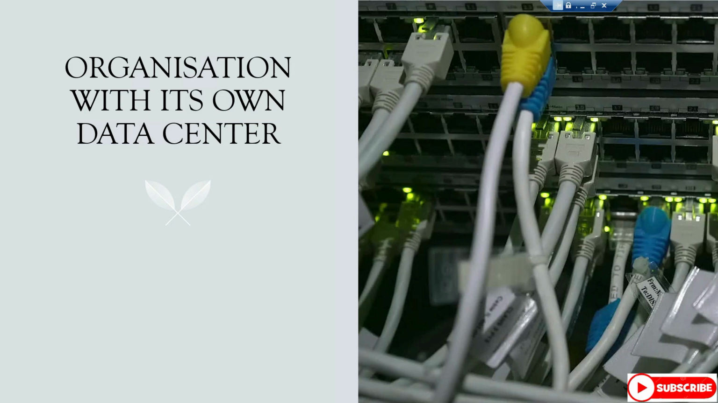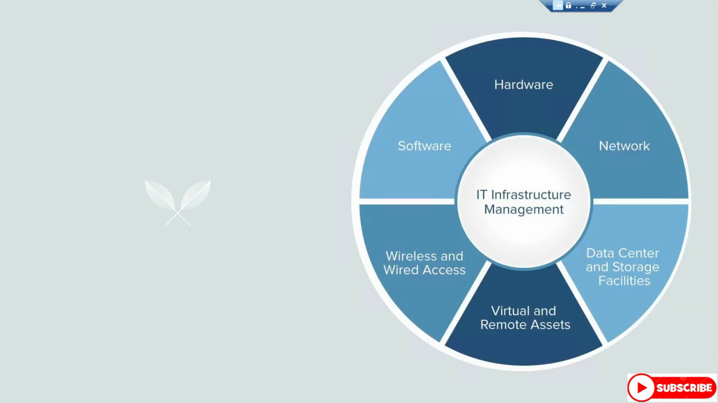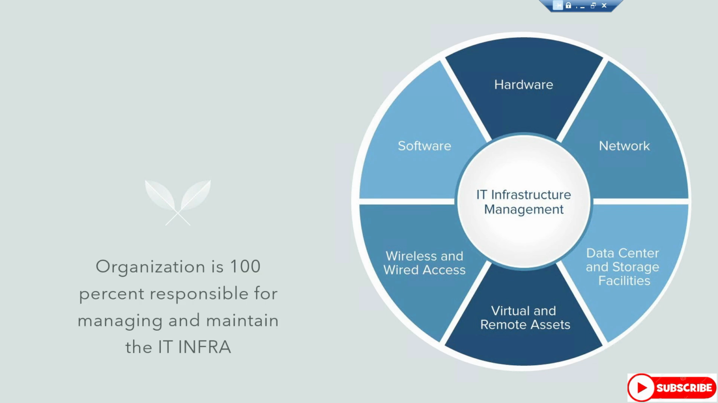So they would have to maintain their own data center, its cooling system, and take care of the physical security as well. A typical IT infrastructure has components like hardware, network, data center, remote access, and software. An organization, if not utilizing cloud and using their own IT infrastructure, will be solely responsible for managing and maintaining their IT infrastructure.